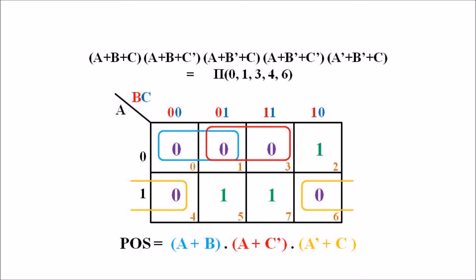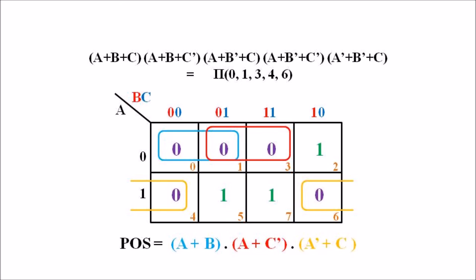So my dear students, our given function was (A plus B plus C) into (A plus B plus C complement) into (A plus B complement plus C) into (A plus B complement plus C complement) into (A complement plus B complement plus C), which we had represented as pi of 0, 1, 3, 4, 6, and the reduction or the POS for this given function is (A plus B) into (A plus C complement) into (A complement plus C). So my dear students, hope you had understood this topic.